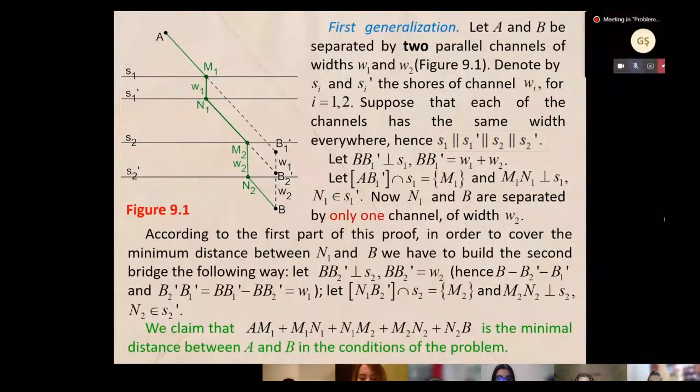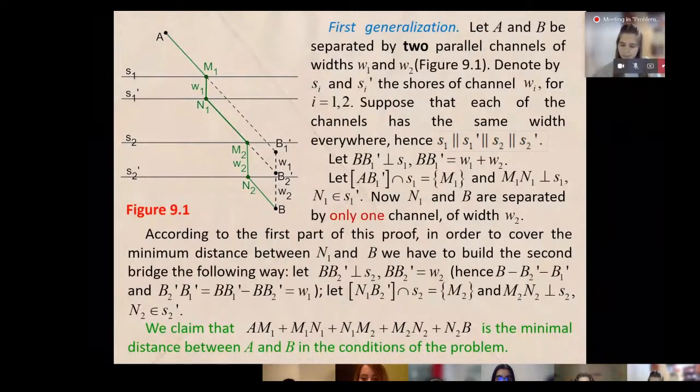For generalization, let A and B be separated by two parallel channels of width W1 and W2, with shores denoted as in figure 9.1. The idea here is to calculate the minimal distance traveled by a man on land. So let BB1 prime be perpendicular on S1 with BB1 prime equals W1 plus W2. Let M1 be the intersection between AB1 prime and S1, and M1N1 perpendicular on S1 with N1 on S1 prime. Now N1 and B are separated by only one channel of width W2.